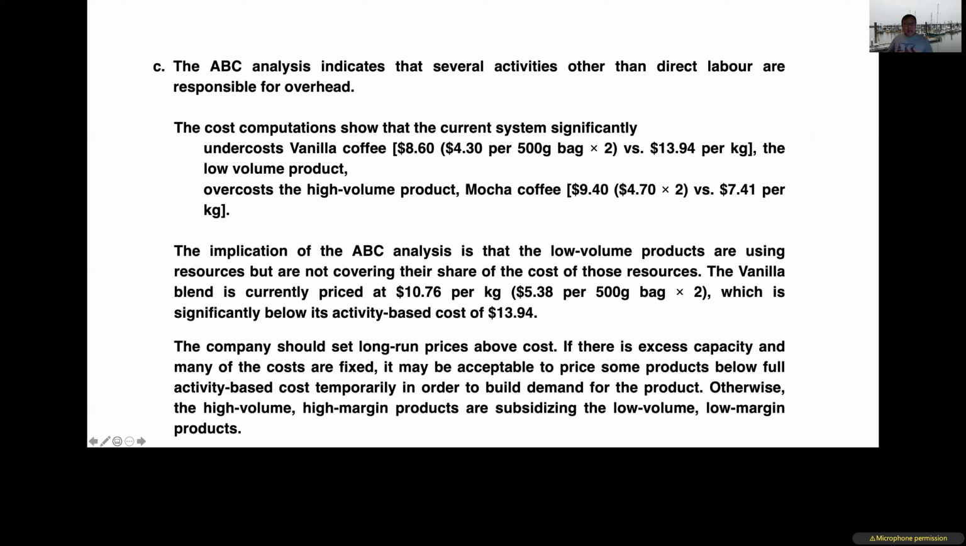Because otherwise, what happens is the high margin, high volume products are subsidizing the low volume, low margin product. So that is this question.